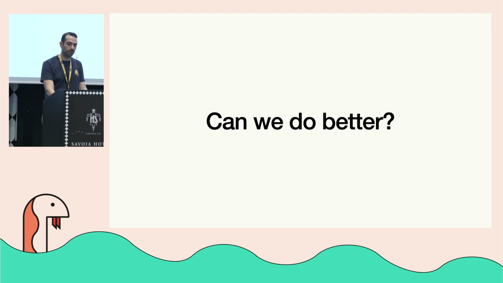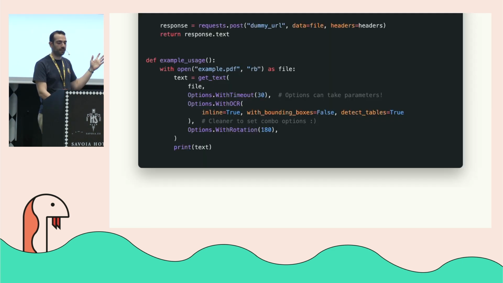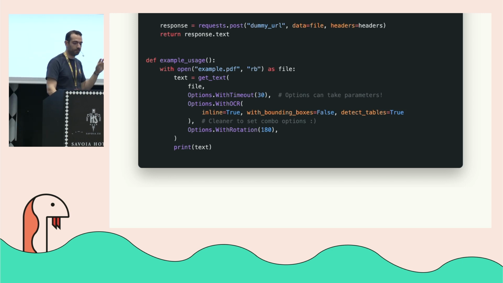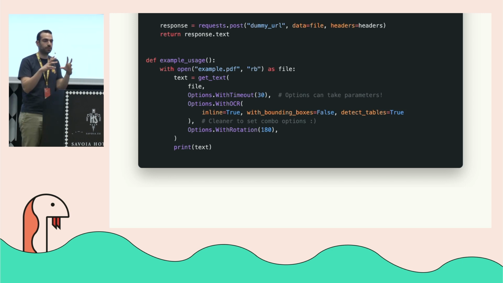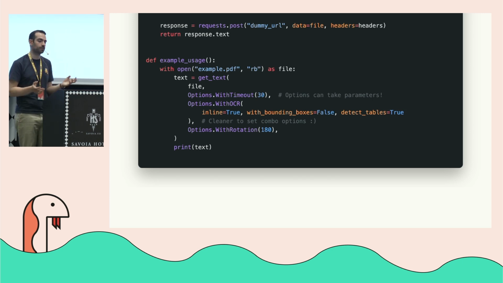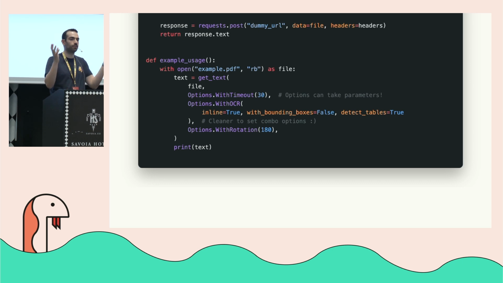And to show you what this design is, we're going to look at the end result first. And this is basically what functional options looks like. So we have a getText function that takes in the file, and then we have an options class. And within this options class, we have a few static methods. So with timeout, and that can take arguments. And then you can see the with OCR now. This one's a bit more interesting here because you can see the fact that sub-options are represented.